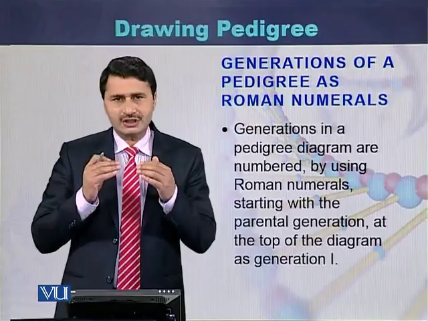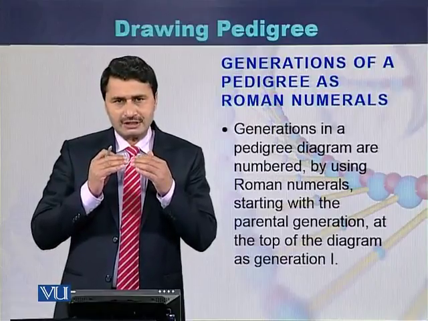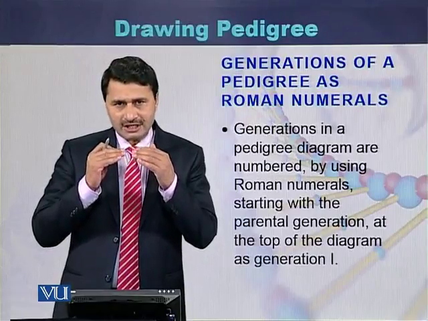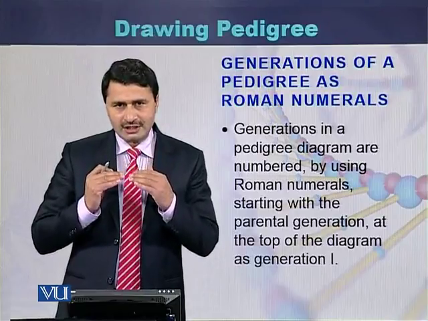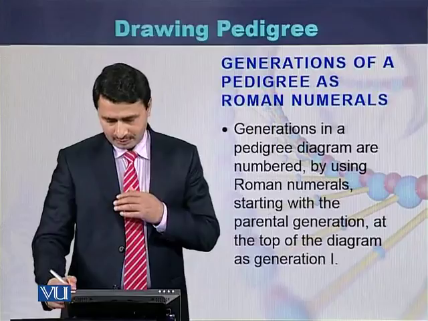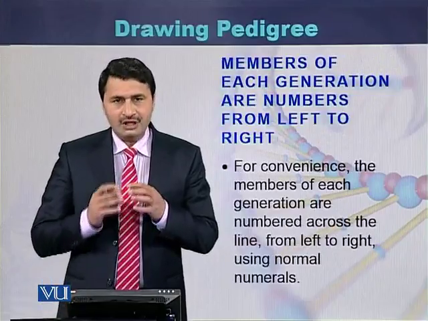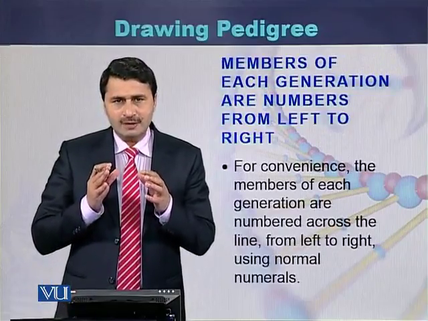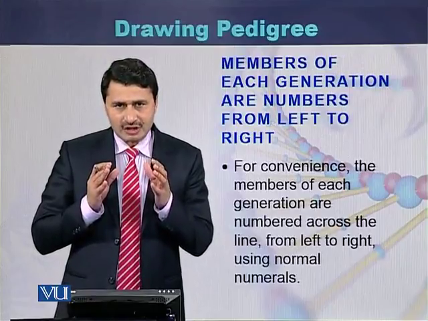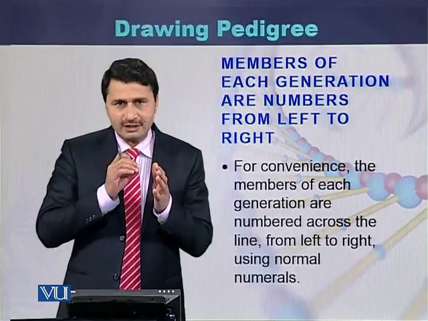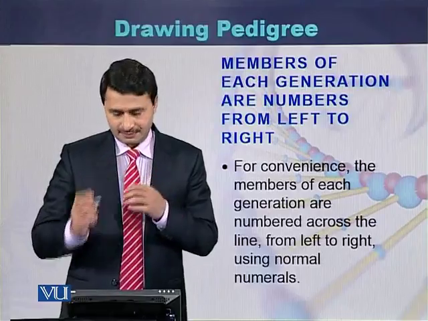And the top generation is mentioned as generation 1, the second as 2, and the third generation as 3. The individuals are labeled 1, 2, 3, and they start from the left side and move towards the right side.